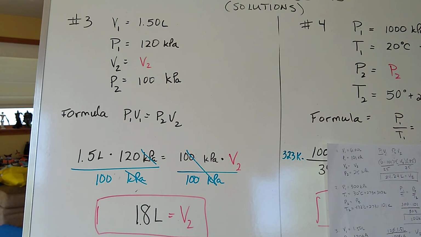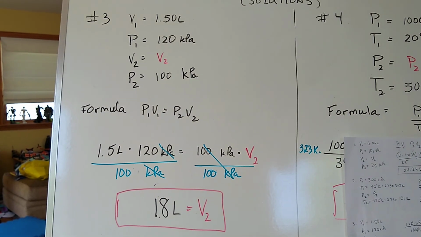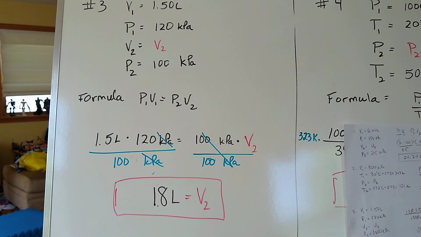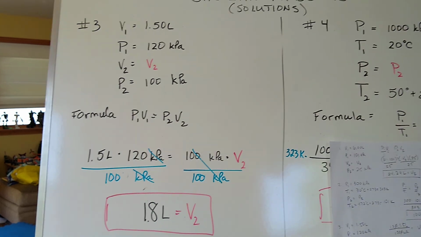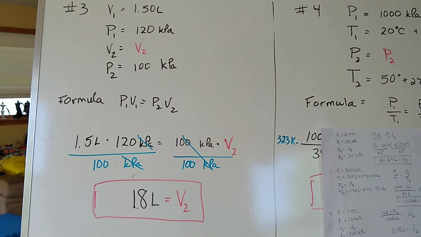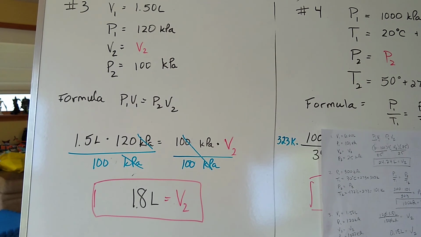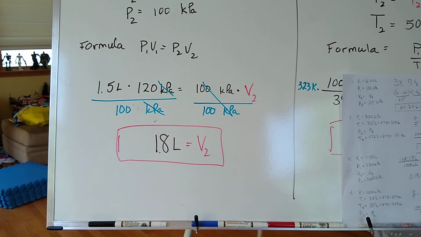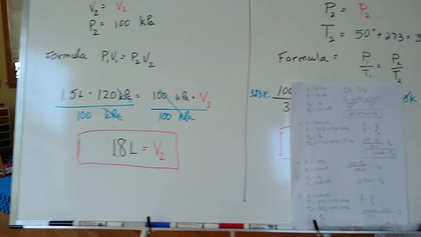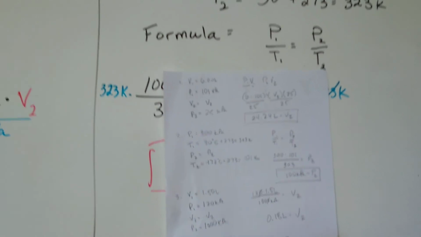So remember, this is an indirect relationship. When one goes up, the other goes down. So we went from 1.5 liters and 120 kilopascals to 100 kilopascals. Pressure went down, so volume should go up. 1.5 liters to 1.8 liters, our volume increased. That makes sense. So moving on to number 4.